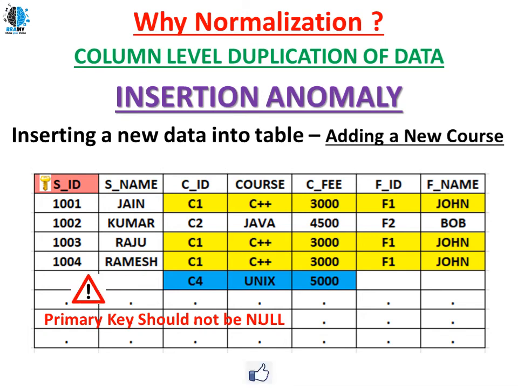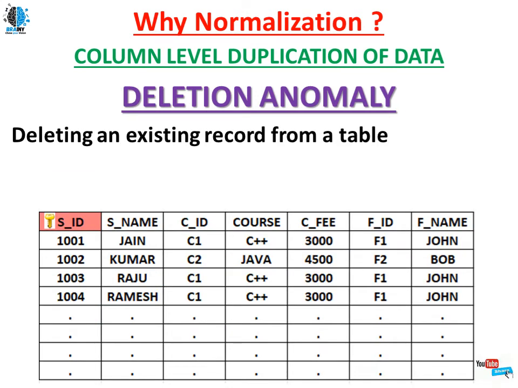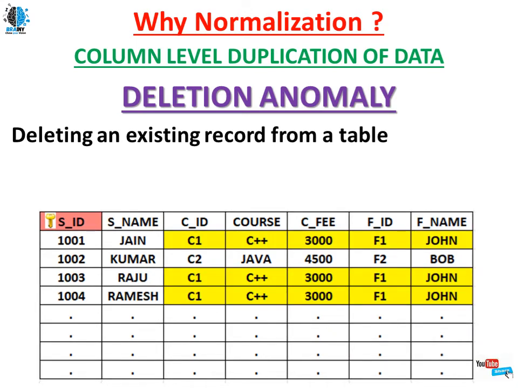So next I have the deletion anomaly. I am taking the same student table example, with all the details on the screen. It is column level duplication, right? I want to delete a record. For instance, I want to delete a student, Raju. I want to rusticate him from my institution.